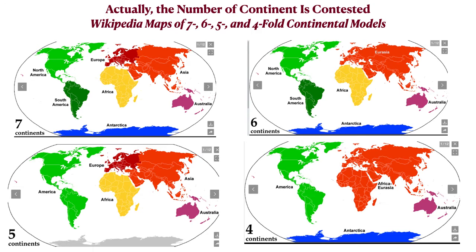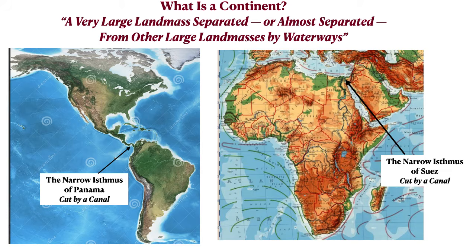But anyway, going back to the 7-continental scheme, there's an implicit definition of what is a continent in this system. And it would be, at least as what I think is the best way to look at this, that a continent is a very large landmass that is separated or almost separated from other large landmasses by waterways. So Australia and Antarctica are completely separated from other masses of land, large masses of land, by oceanic space. But then elsewhere we find these almost divisions.